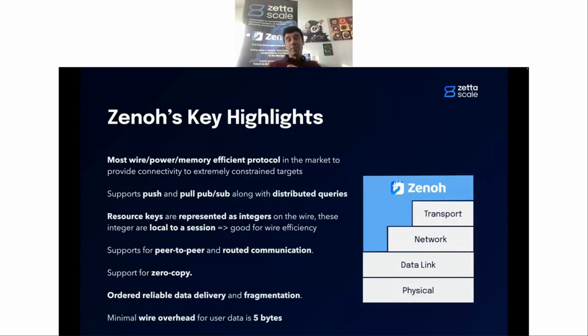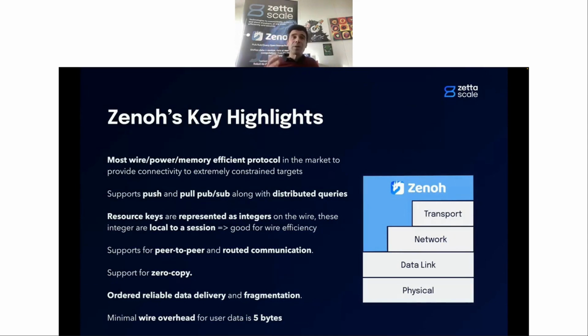Resource keys, because maybe this is one of the questions that you have, go on the wire typically only at declaration time, unless those are pre-declared, and they're represented as integers. And this representation is automatic, so you don't need to deal with integer assignment anywhere in your application, because that doesn't scale, that's not possible.